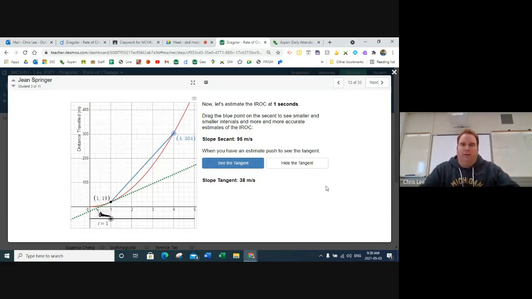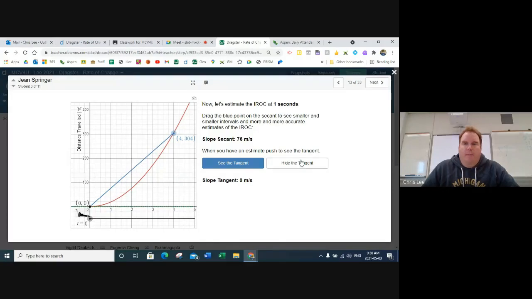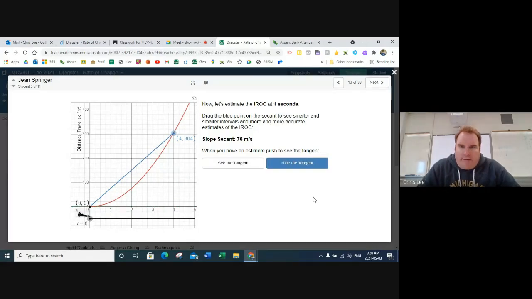So again, we're going to do slide 13 together. If we want to estimate the IROC at 1 second, what we would do is shrink our interval down closer and closer to this 1 second. Right now, the secant you see on my screen is not very good. So we're going to shrink this down closer and closer and closer.